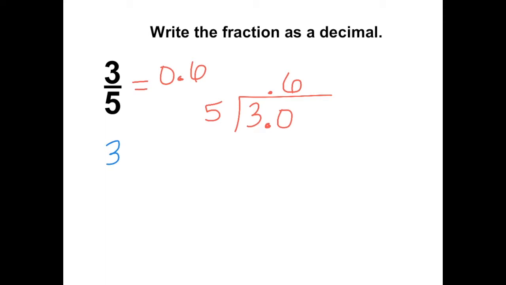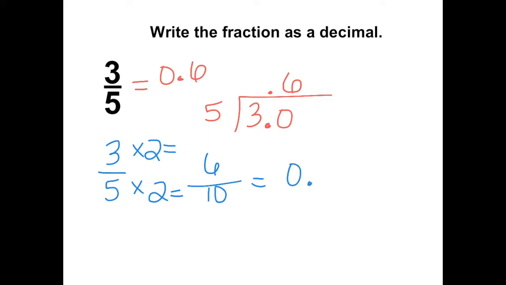Another way is we can take our fraction and multiply the numerator and denominator by a number that'll make our denominator a place value, meaning the tenths, the hundredths, the thousandths, and so on. We can multiply the denominator and the numerator by 2 to get 6 tenths, which could be written as 0.6 with the 6 in the tenths place.